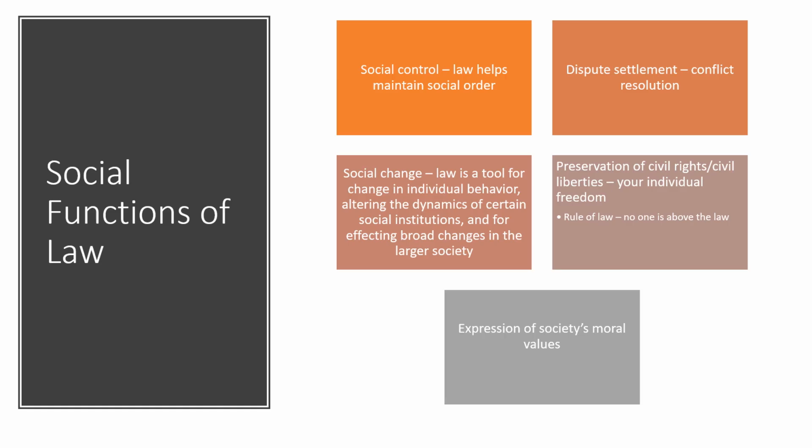Let's look first at the social functions of law. And first up, we have social control. Law helps us maintain social order by defining acceptable behavior and imposing penalties for violations. An example would be DUI laws. They deter drunk driving and promote public safety through strict enforcement and penalties.